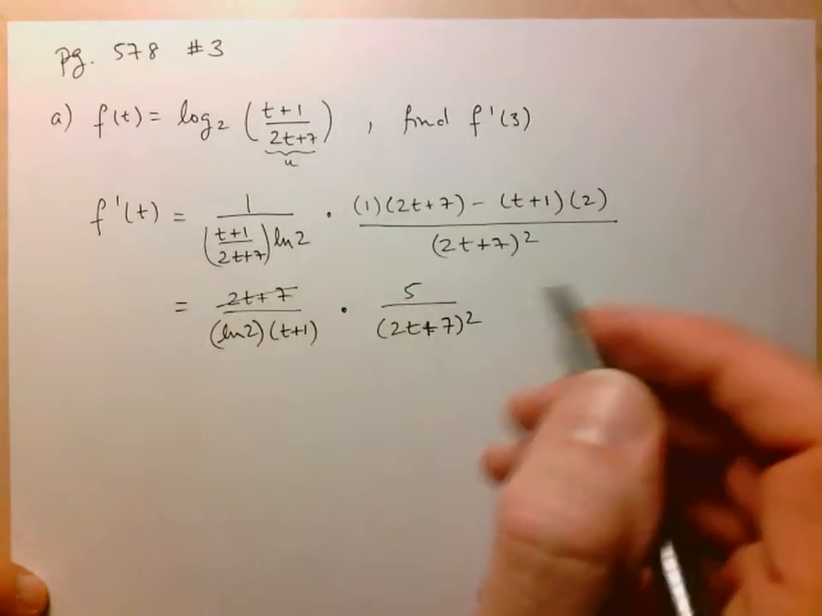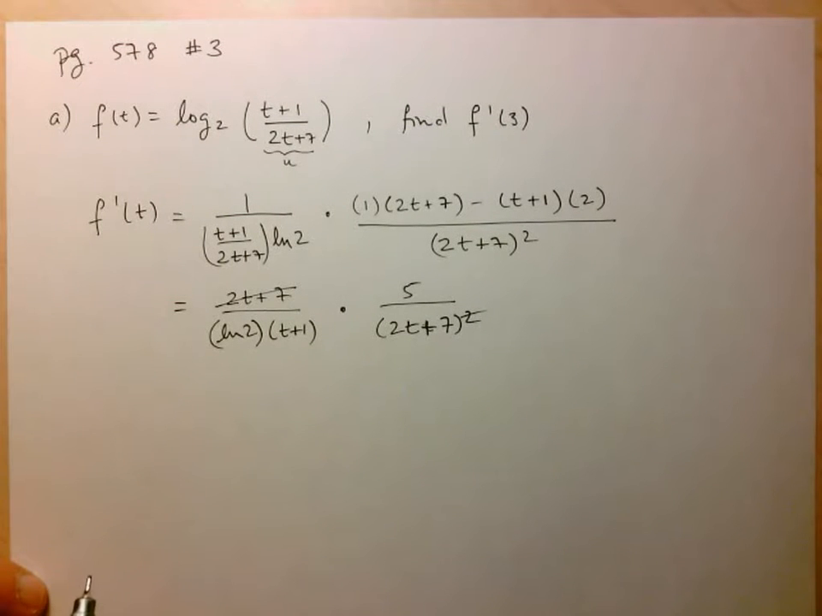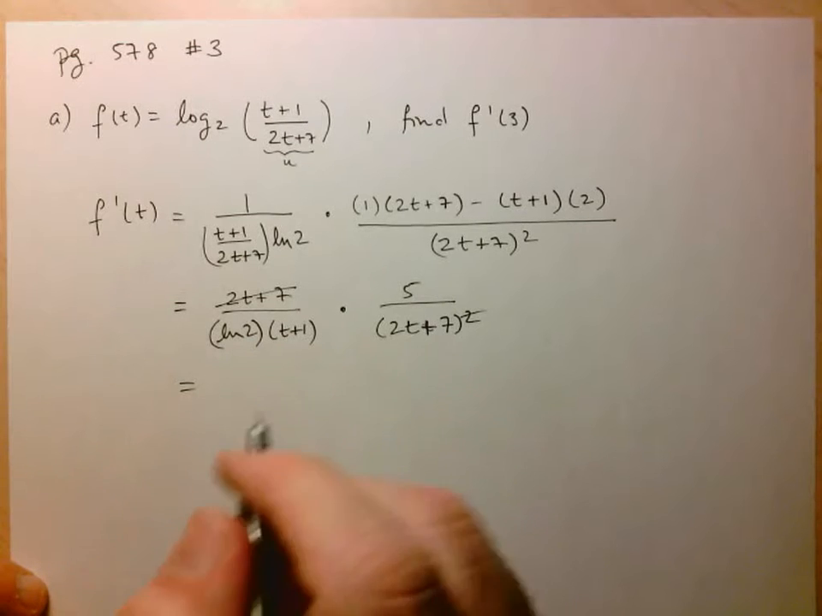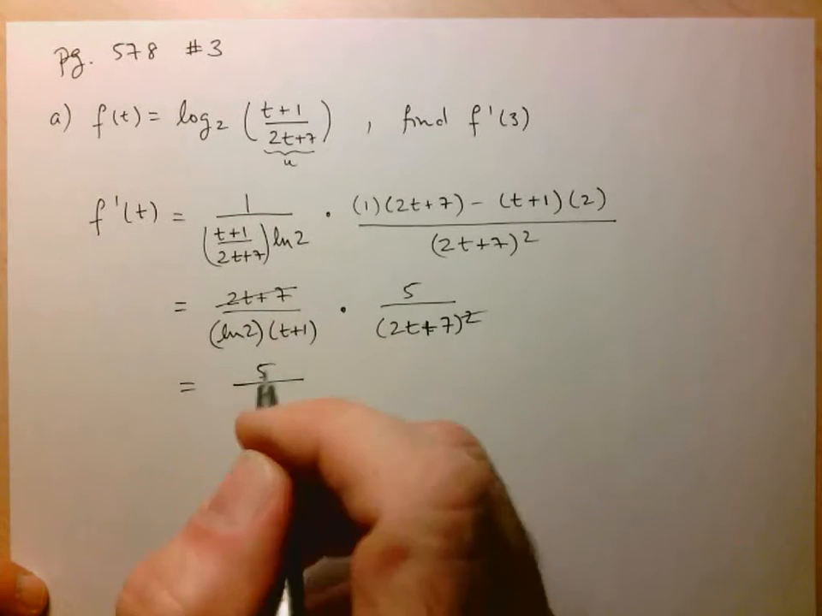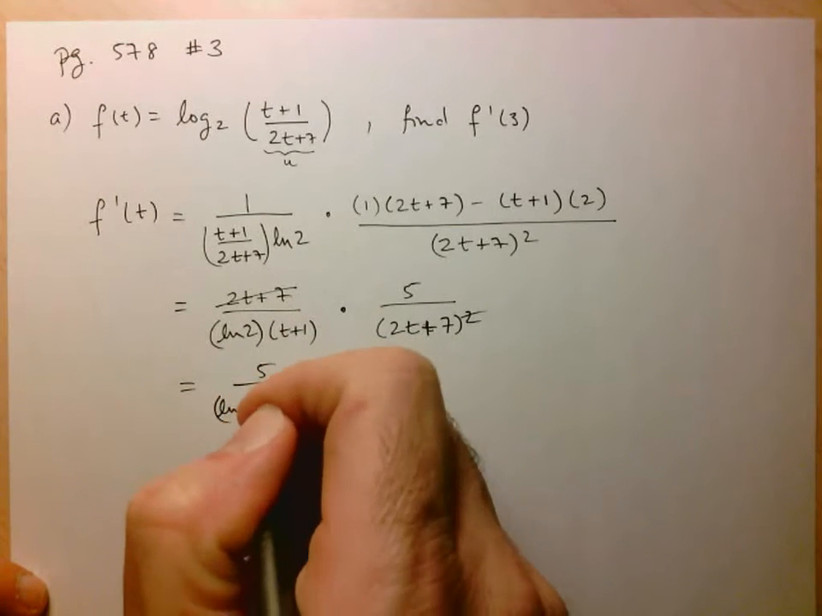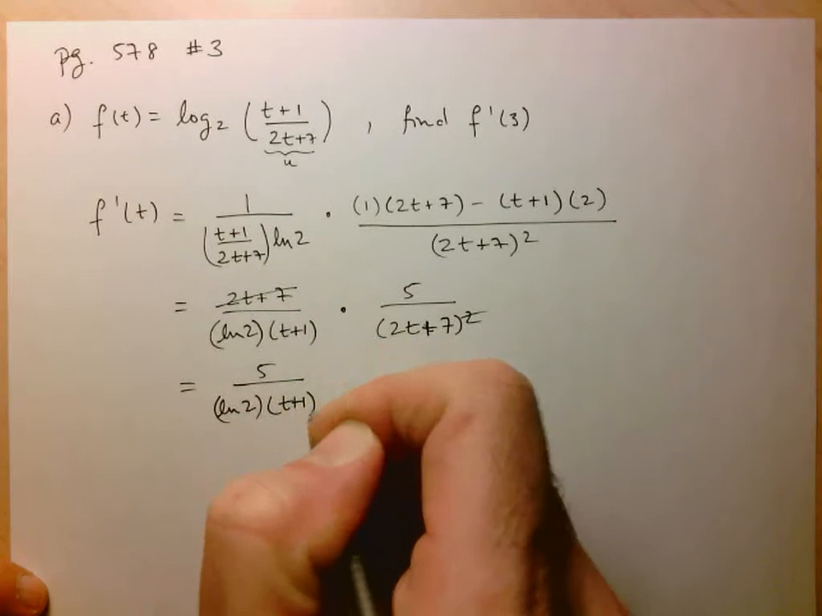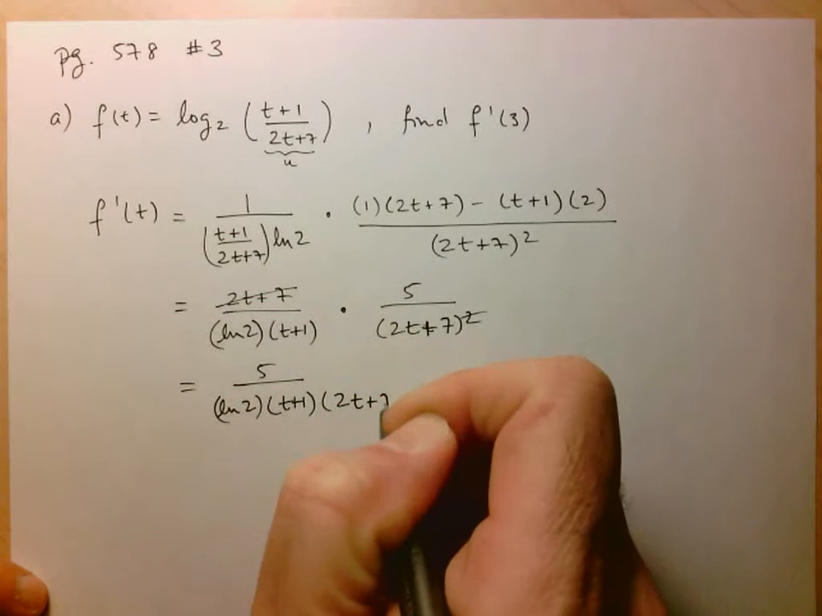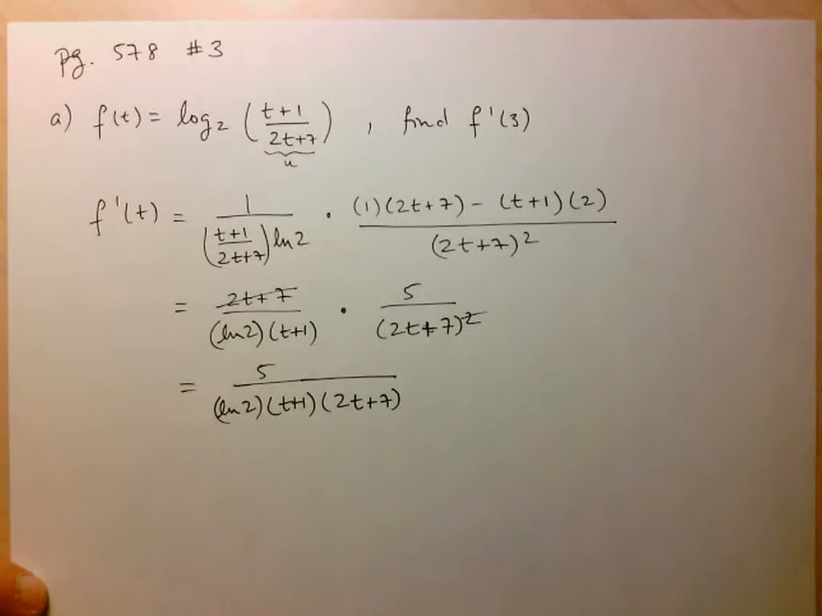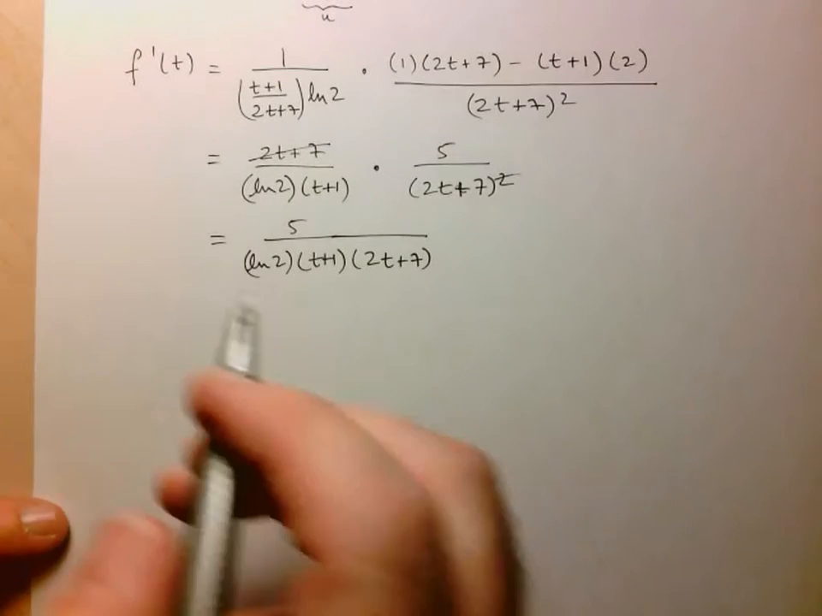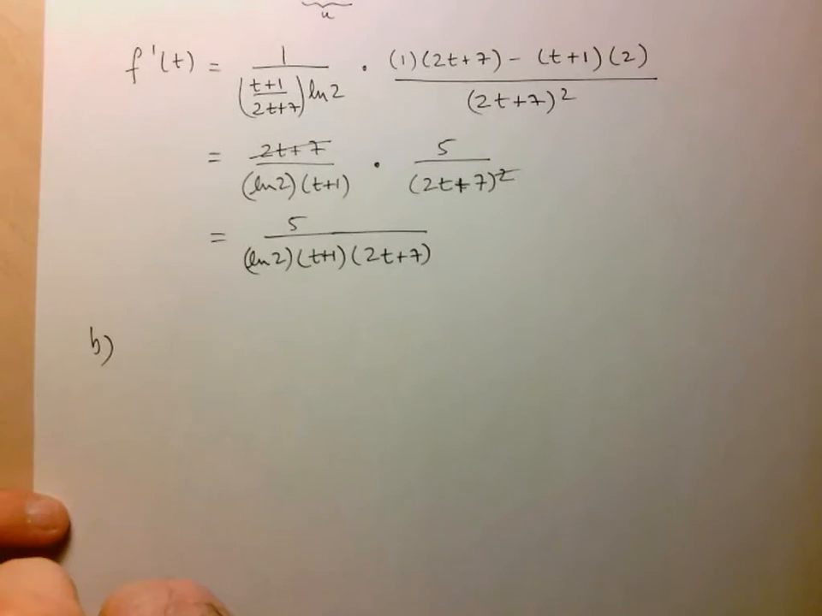And here we can actually reduce these two (2t plus 7)'s, and so in the end we're just left with 5 over ln 2 times (t plus 1) times (2t plus 7). Okay, and that's your final answer. Okay, let's take a look now at part B.